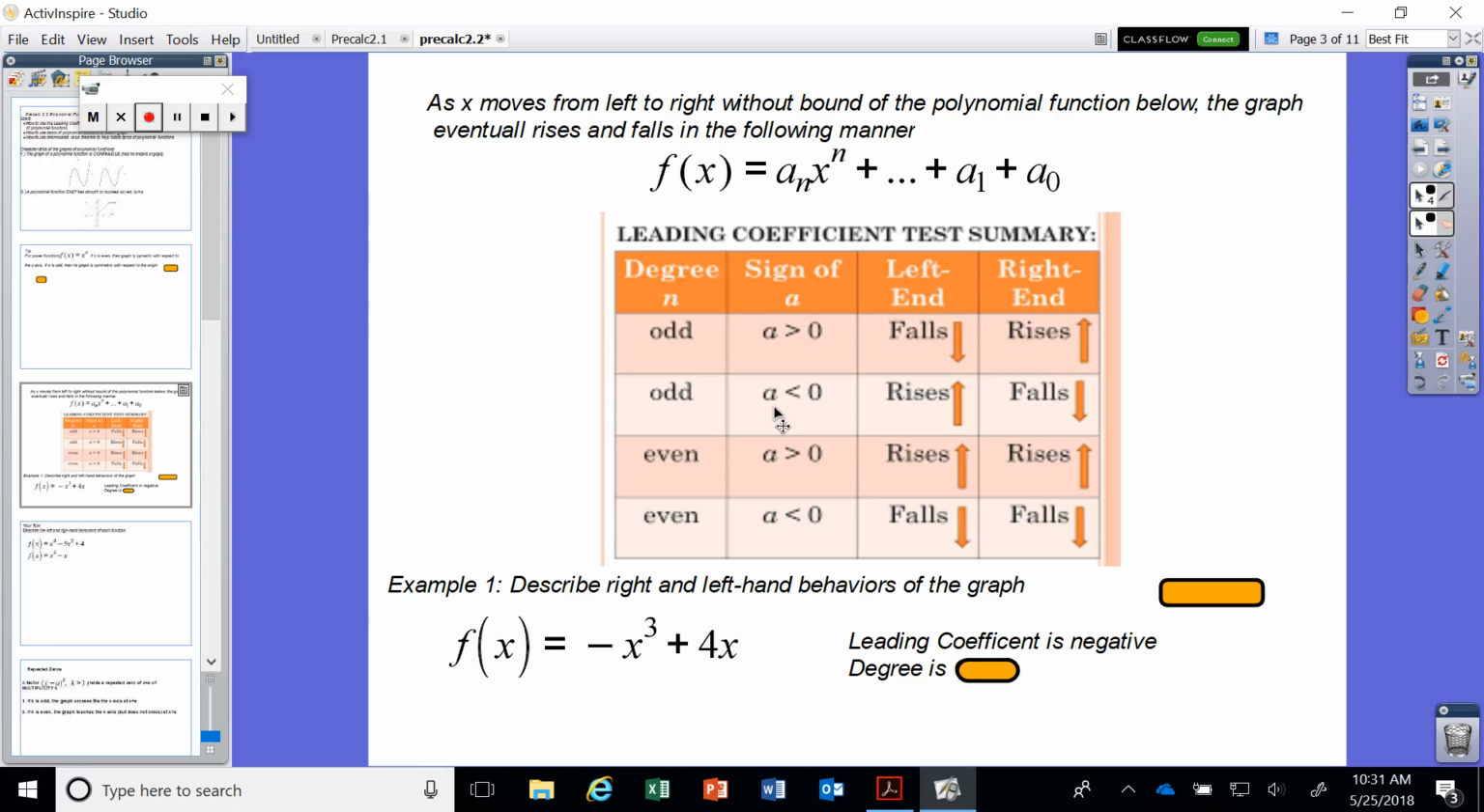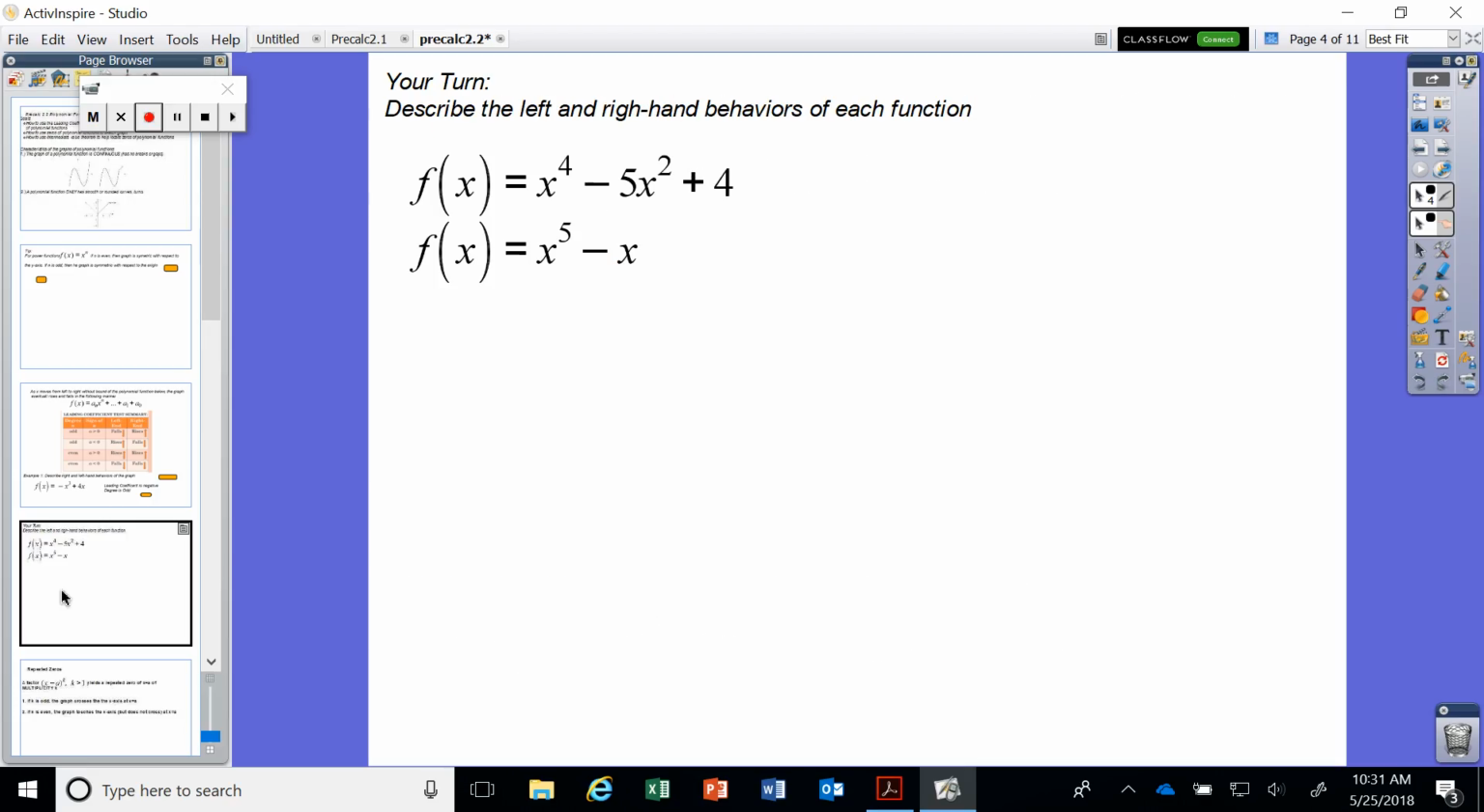Then my next thing is to understand, well, what's happening to my degree? Well, my degree is odd because the highest exponent is 3. 3 is an odd number, right? So now I look for where the leading coefficient is negative and the degree is odd. What that tells me is that the left-hand behavior is going to rise, the right-hand behavior is going to fall, okay? Let's keep moving on.